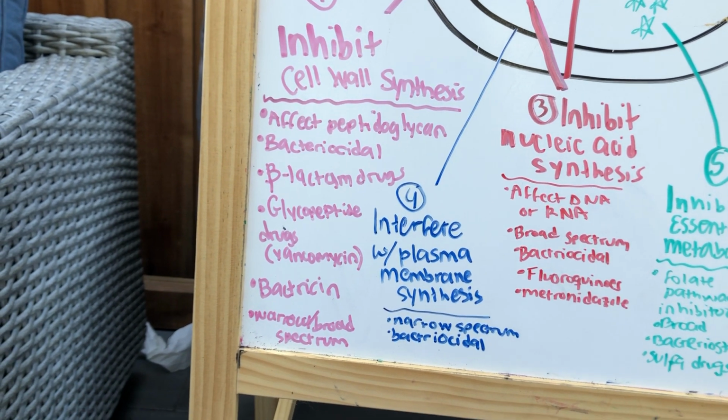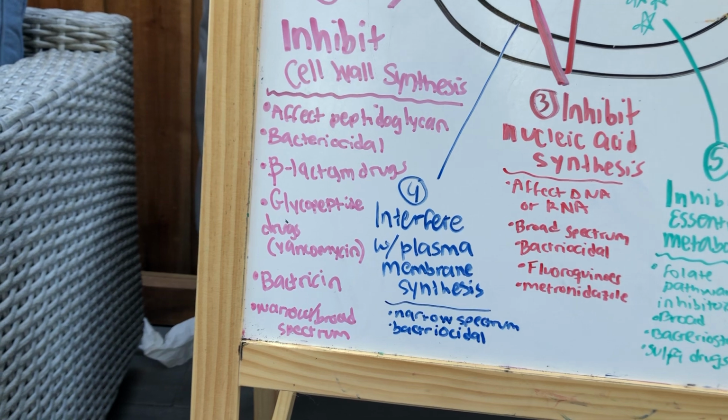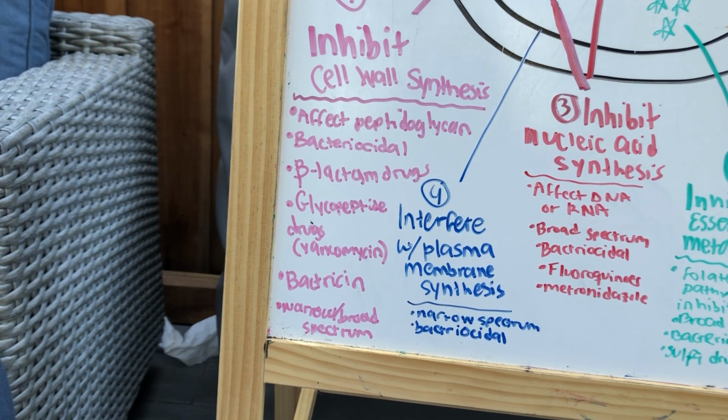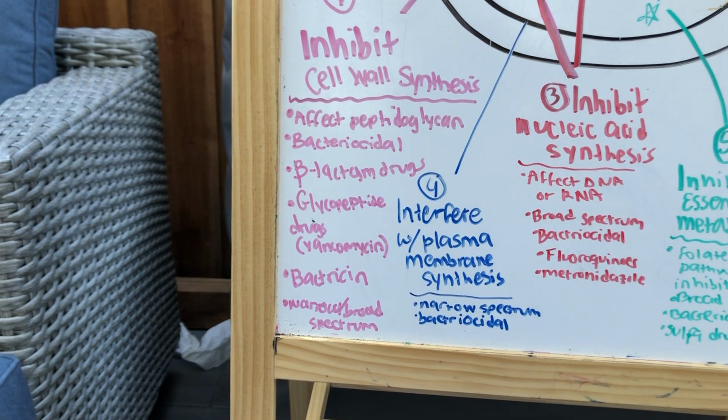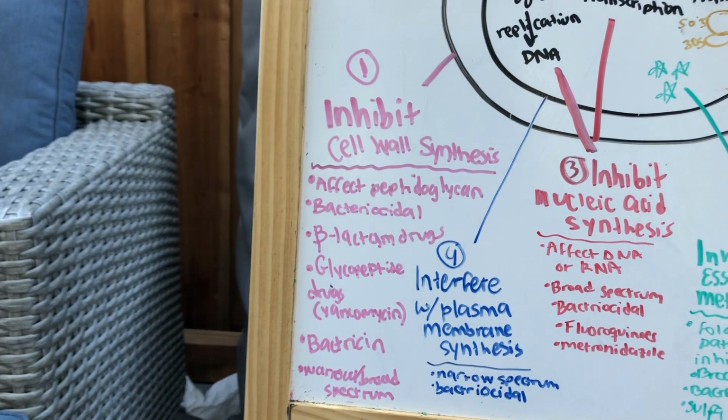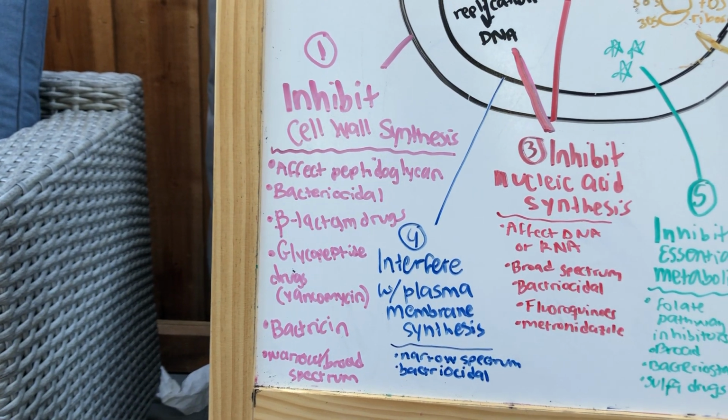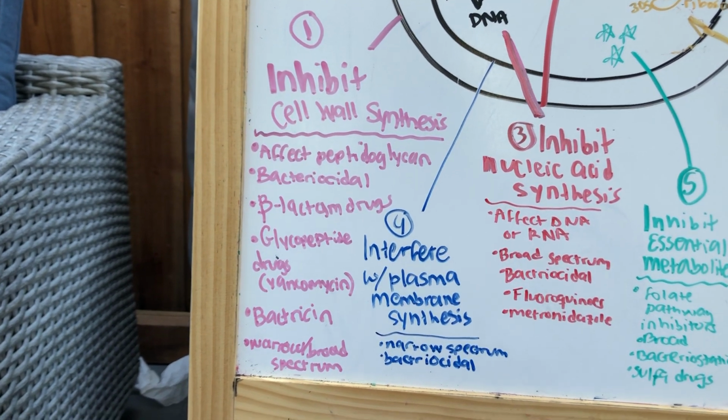Examples of drugs that inhibit cell wall synthesis are beta-lactam drugs. These are drugs that have a beta-lactam ring, such as penicillin, glycopeptide drugs, such as vancomycin, and bacitracin, which is an ointment. And there's more. I want you to go watch the lecture and know the details of everything. I'm just summarizing it here.